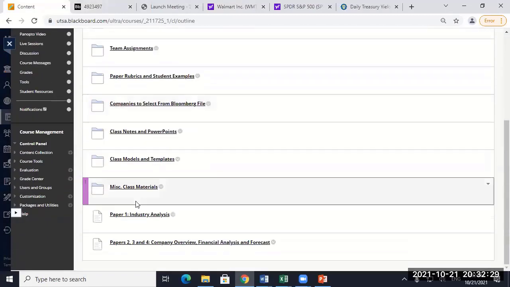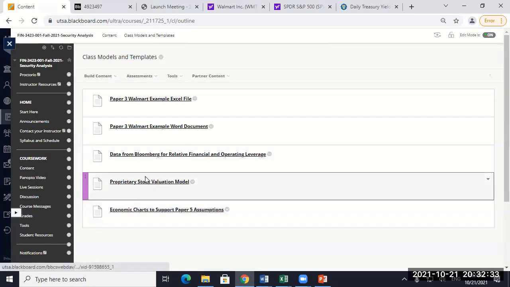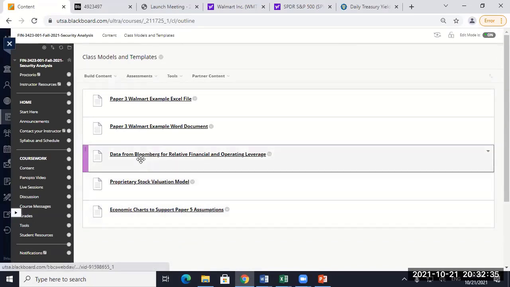I'm not doing well with Blackboard this year because I can't remember where I put anything. There it is. Okay. So this one is on their class models and templates. Maybe I should just put these files in every directory. You can find them. But data for Bloomberg for relative financial and operating leverage. All right, y'all see that? It's in your Blackboard too. That's pretty amazing.